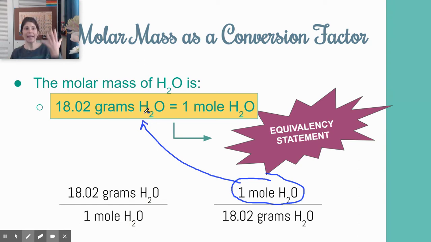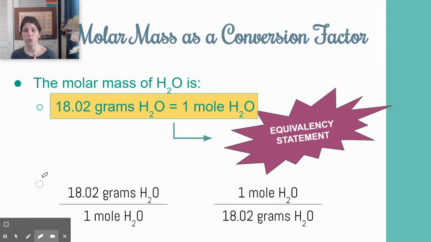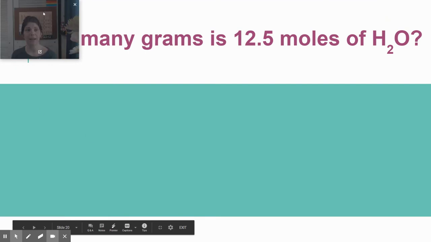So this is just like writing 18 over 18. 18 over 18, that cancels. This is just a really fancy way of writing 1 because they're equal to each other. And equivalency statements allow us to convert our units. So make sure you have the 2 equivalency statements written down in your guided notes. Because we're going to do a practice problem.